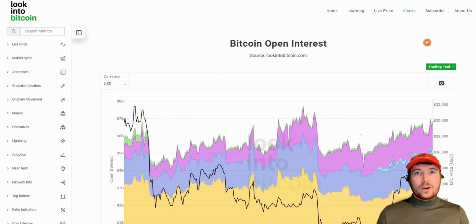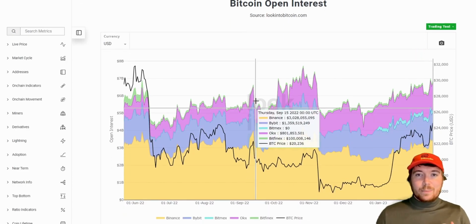So right now we're just on the Bitcoin open interest chart here on Look Into Bitcoin. And what we can see here is the Bitcoin open interest. Now, open interest is the current volume of derivative contracts that are being traded across a number of Bitcoin exchanges. So what are derivative contracts? Derivative contracts, as the name sounds, are a derivative of the underlying asset they are trading upon.